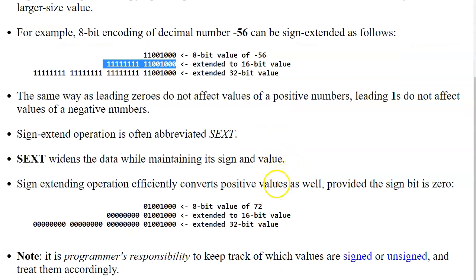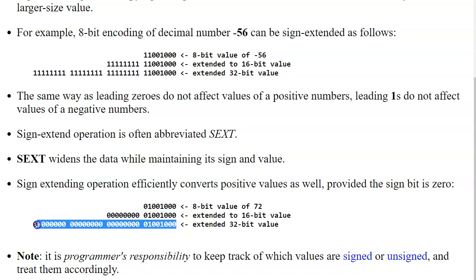Likewise, if we have a positive number, say 72, also starting with an 8-bit representation of 72, if we want to extend its value into 16-bit or a larger data type, what we must do is take the sign bit, this time 72 is positive, and extend it into higher bits. Just simply paste this value of the sign bit into all higher bits when moving from a smaller data type to a larger data type.